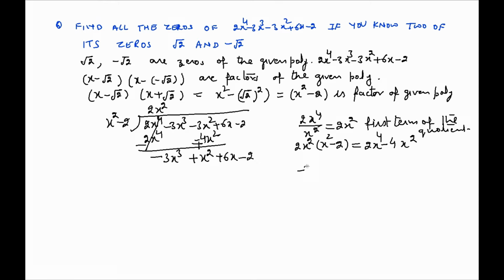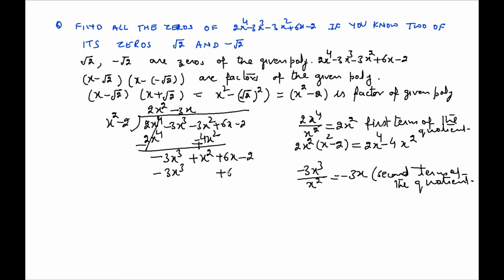Again write minus 3x cube in the numerator and x square in the denominator. You will have minus 3x, the second term of the quotient. So write minus 3x as the second term of the quotient and multiply minus 3x with all the terms of the divisor, x square minus 2. So you will have minus 3x cube plus 6x. So write minus 3x cube plus 6x, change the sign, and the first term is cancelled.